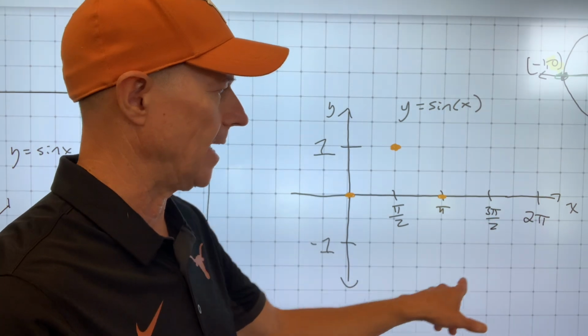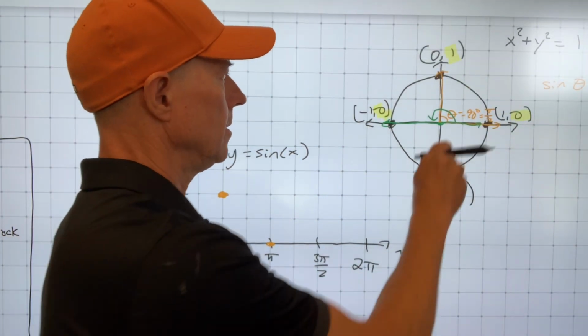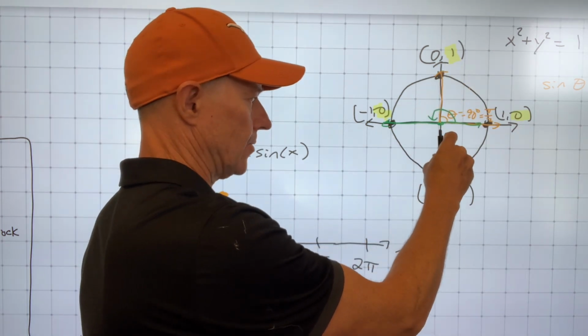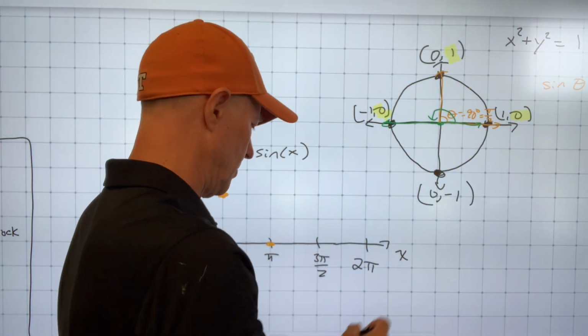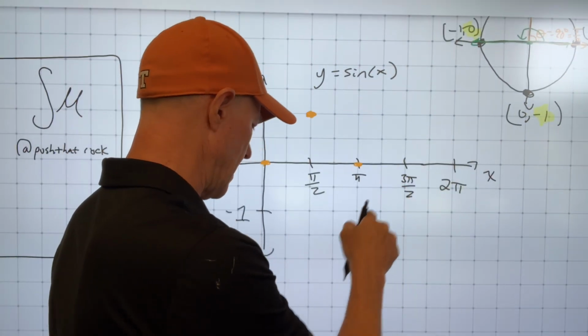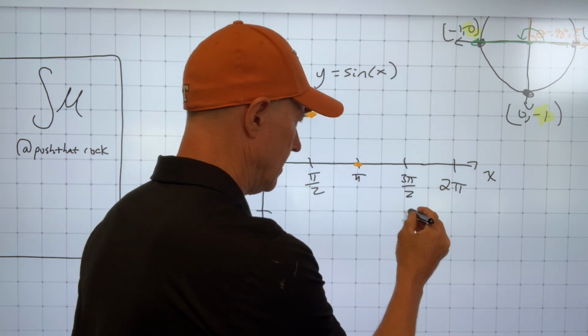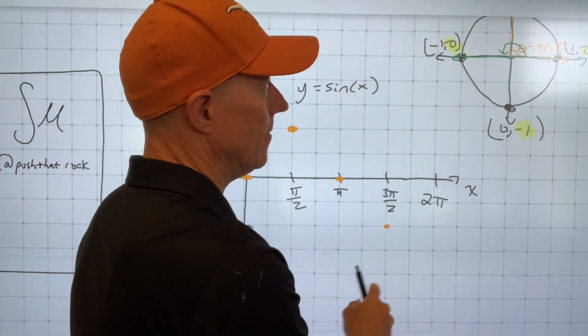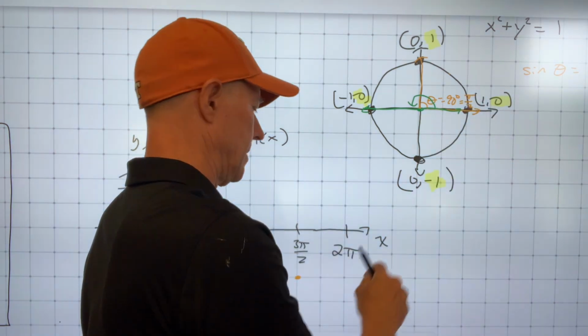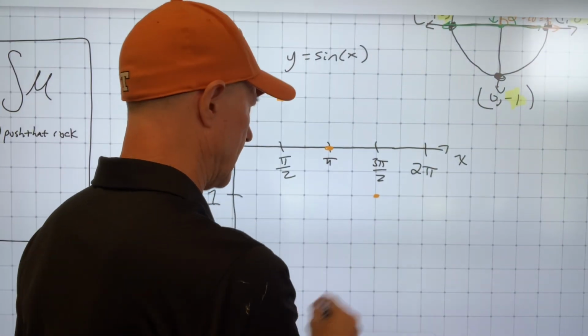What about at 3 pi halves radians? Well, that would be a rotation all the way to here. That's 3 pi halves radians. And the output is negative 1. So when the input is 3 pi halves, the output is negative 1. And then finally, if I rotate 2 pi radians, I'm back to 0. And so the graph goes back to 0.